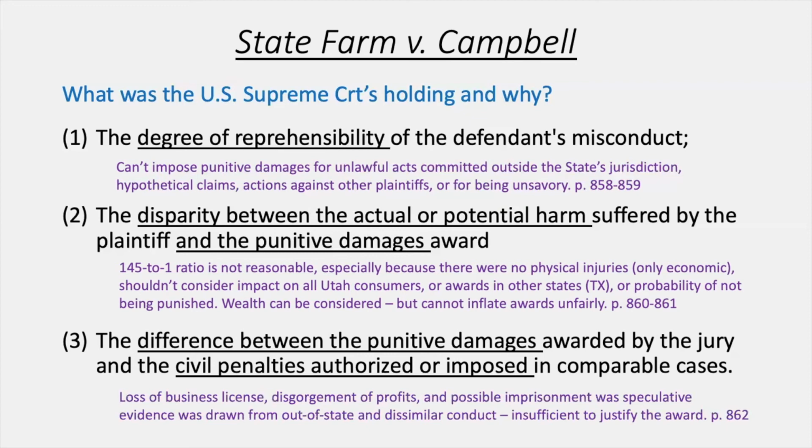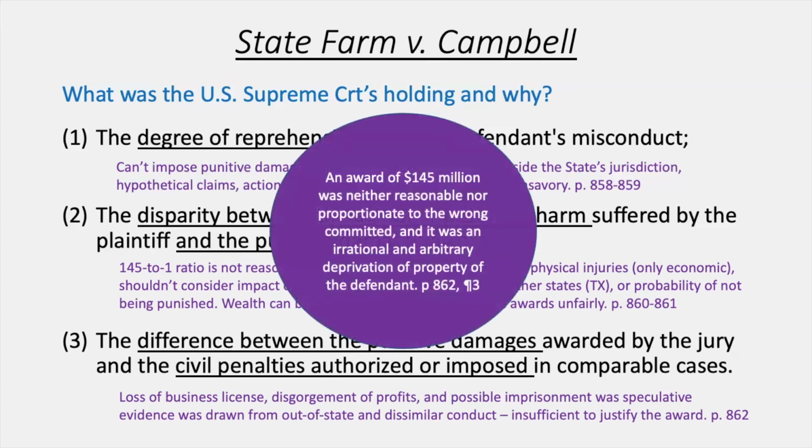And then finally, when they said, oh, we're looking at the difference between punitive damages and civil penalties, where we're looking at the loss of the business license, disgorgement of profits, possible imprisonment, with speculative evidence drawn from out of state and dissimilar conduct, it's insufficient to justify this award. The final decision was it's not reasonable nor proportionate to the wrong committed. It was an irrational and arbitrary deprivation of property of the defendant.